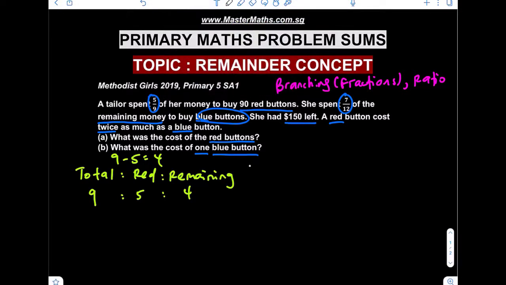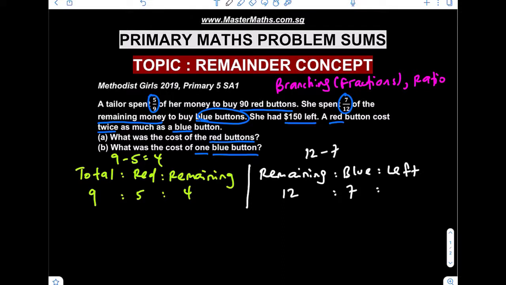Okay, so with that we move on to the next statement. She spent 7/12 of the remaining money to buy some blue buttons. So from the next statement, we know that the remaining will be 12, out of which for the blue buttons, she's taking out 7. And of course, there will be some money that's left over. What's left over? 12 minus 7, that's 5.